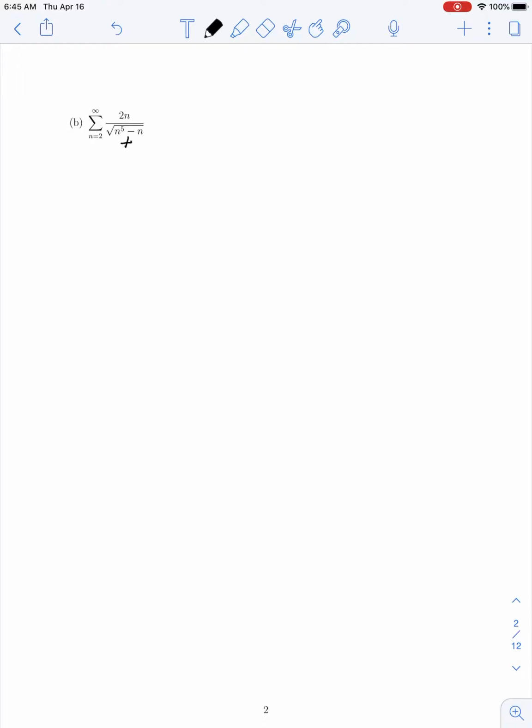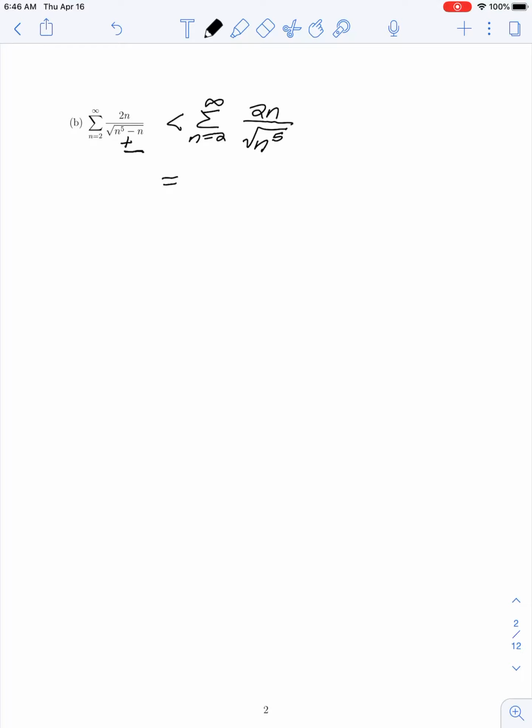So as in the last example, if I were to omit one of these terms in my denominator, say if I got rid of the plus n, then I would be dividing by a smaller number, which would give me a larger term for my series. So the series that we're given is dominated by the series n equals 2 to infinity of 2n over the square root of n to the 5th power.